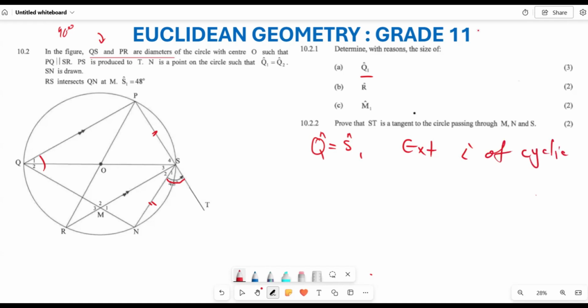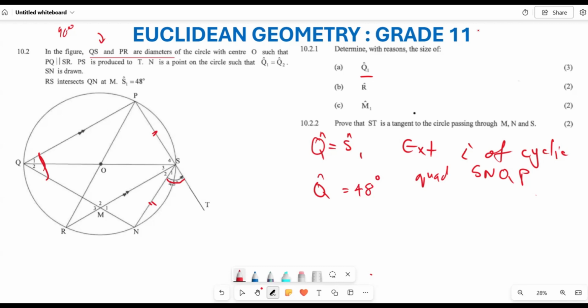Which cyclic quad are we referring to here? We are referring to cyclic quad SNPQ altogether. So we are saying this is an exterior angle of a cyclic quad, which is going to be the same as your angle Q. So your angle Q here is going to be given by 48 degrees.